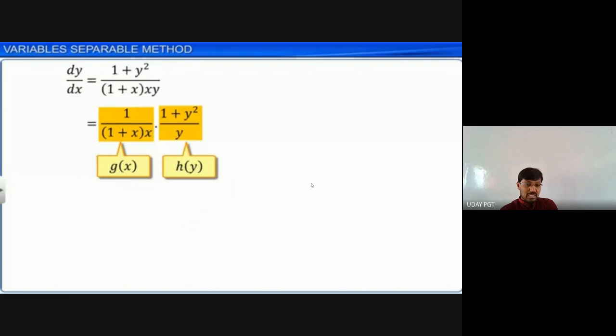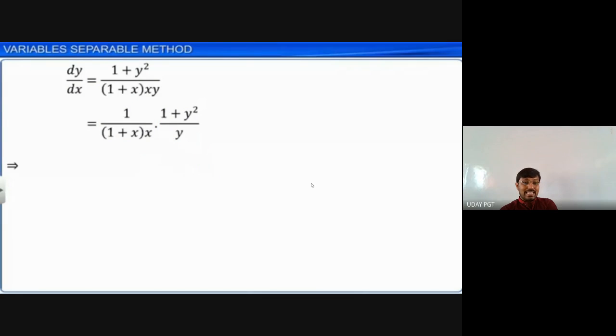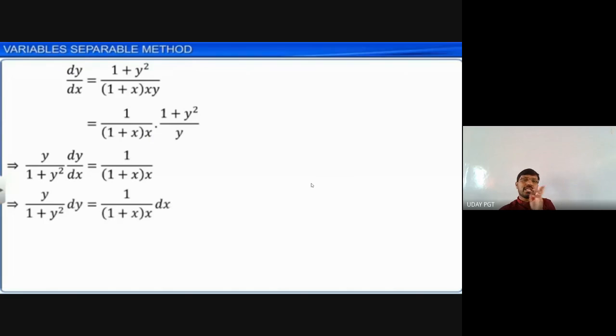If it is possible to do like that, we can apply the variable separable method. In this method, wherever the function in terms of x is there, the dx should be on that side. The complete y function should be transferred to the left hand side, so that we get y by 1 plus y square dy, and dx will be there. So dx and dy compulsorily should be in the numerators, and then we integrate on both sides. Whatever is given on the right side, you have learned different integration methods. Which method is that one?